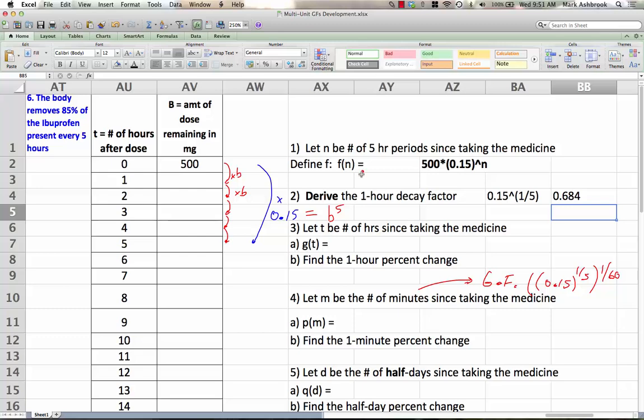Half day growth factor. That's the 1 hour. Half day is, no, 12. Not 1 over 12, 12. Because we've got the 1 hour, we're going to multiply that together 12 times to get 12 hours. If you want to come get the answers from me, I'll stay around and you can find out if you did it right, okay?